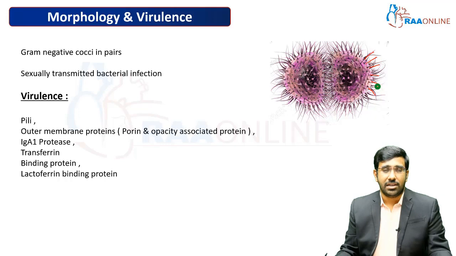And there is something called transferrin binding protein, and something called lactoferrin binding protein. With the help of these proteins, it is going to escape the immune mechanism, it is going to prevent the phagosome-lysosome fusion, and it is also going to inhibit the various complement-mediated lysis of the particular bacterium.